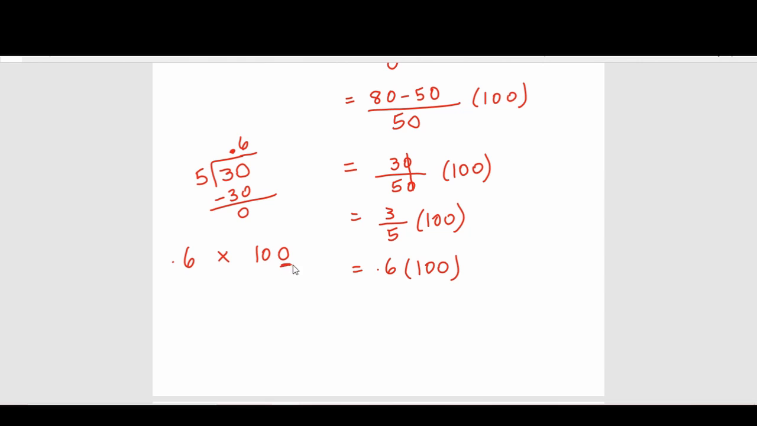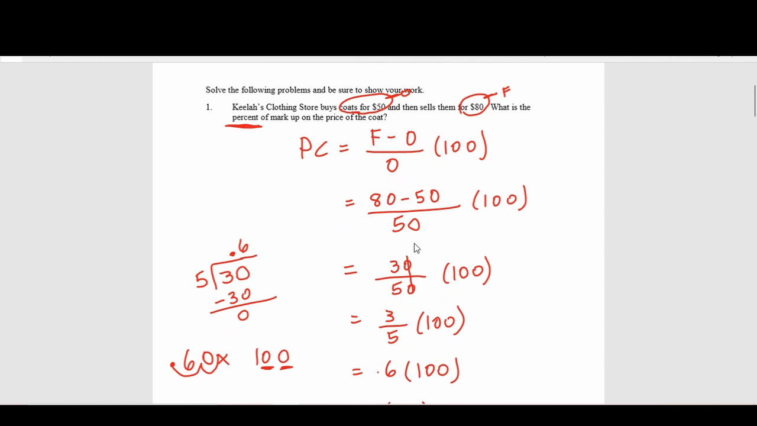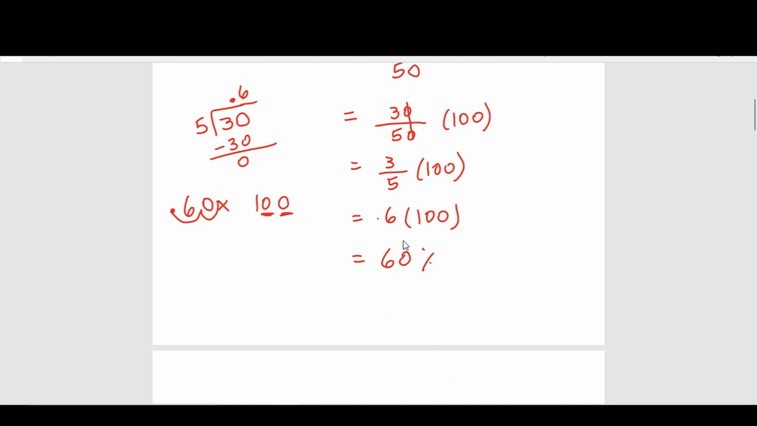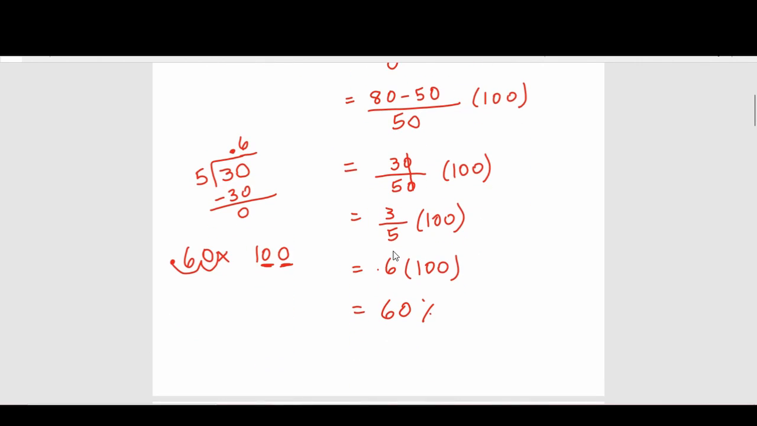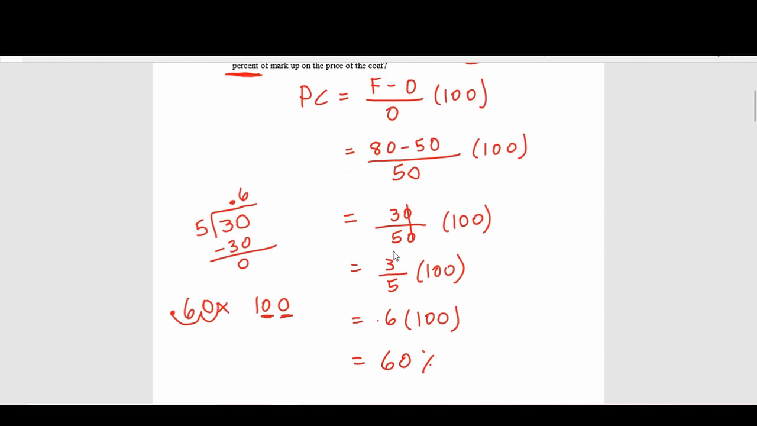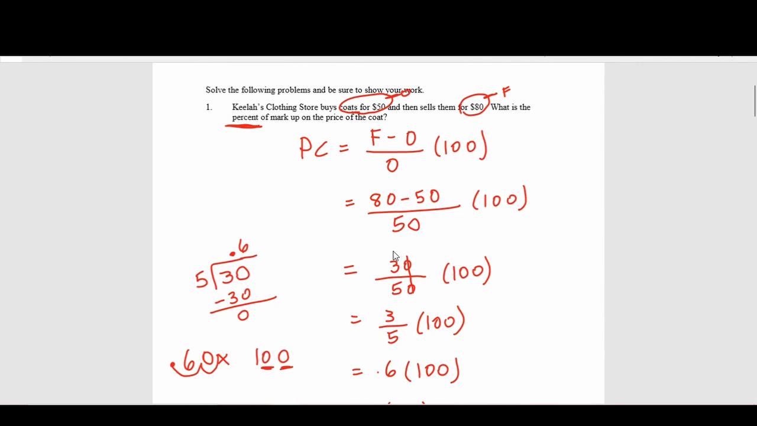So in 100 there's 2 zeros. So I'm going to take this decimal place and shift it 2 times. So that's going to take 0.6 to 60. So this is going to be 60%. So in other words, the clothing store has a 60% markup on this particular item. Okay? So those are all the steps for finding the percent change.